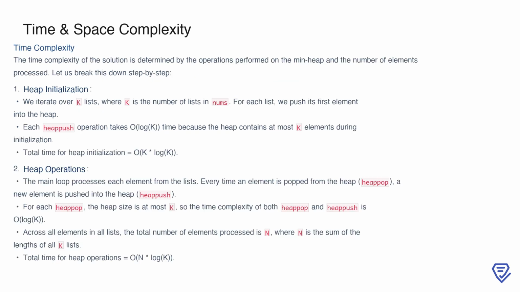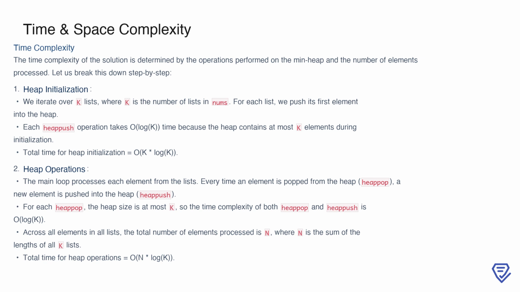Here, we focus on the time complexity of our optimized solution. The process begins with heap initialization. Since we have k lists, we iterate through each list and push its first element into the min heap. The heap, at any point during initialization, contains at most k elements, and each heap push operation takes O(log k) time. Multiplying this by the k iterations gives us a total of O(k * log k) time for this step.